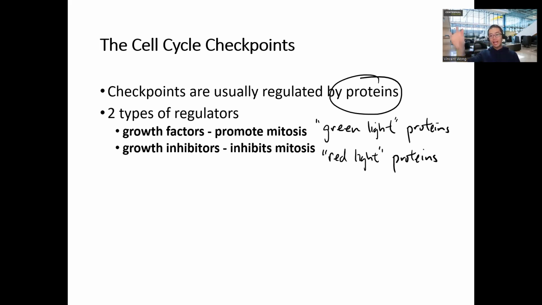Okay, so there are green light proteins that will allow the division to occur. There are red light proteins that will stop the cell from dividing. The proper names are growth factors and growth inhibitors. But please keep in mind the image of red light and green lights. It will help you understand the following slide.